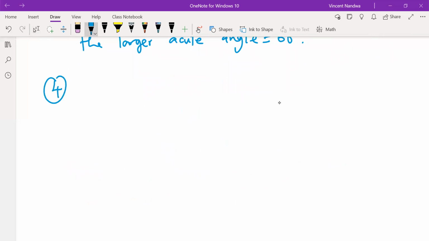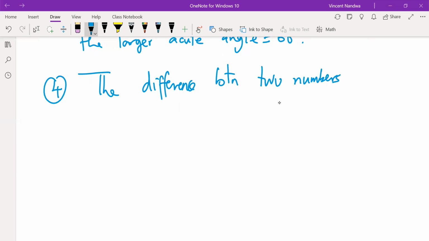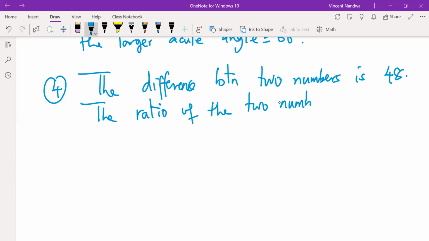Number 4. The difference between two numbers is 48. The ratio of the two numbers is 7 to 3. What are the two numbers?